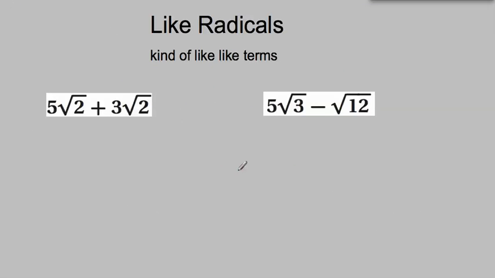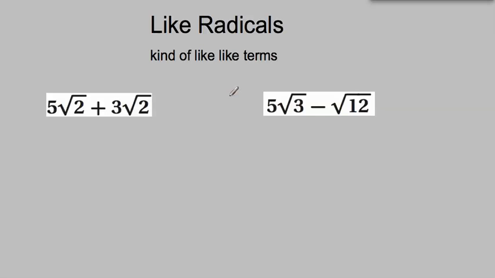Now, this section, I know we're getting a little long in the video, but this section is pretty straightforward. Like radical terms. It's kind of like terms. If I have like radicals, I can combine them. I can add them or subtract them. To multiply or divide them, I don't have to have like radical terms. I can go ahead and use the product and quotient property of square roots to combine those elements and to simplify them rather.